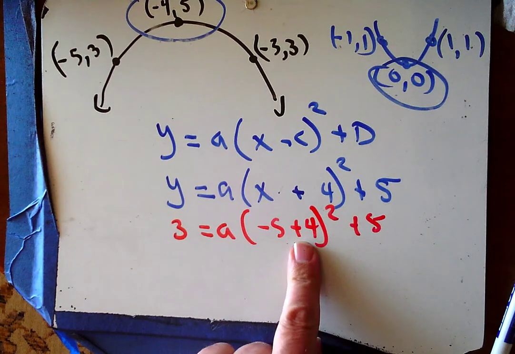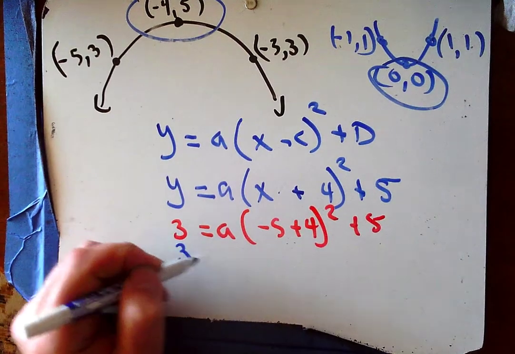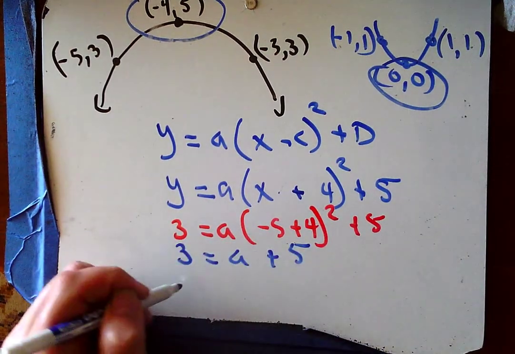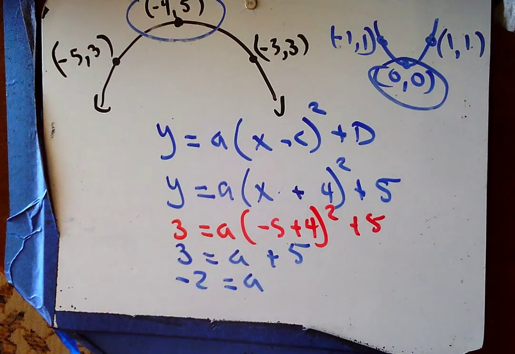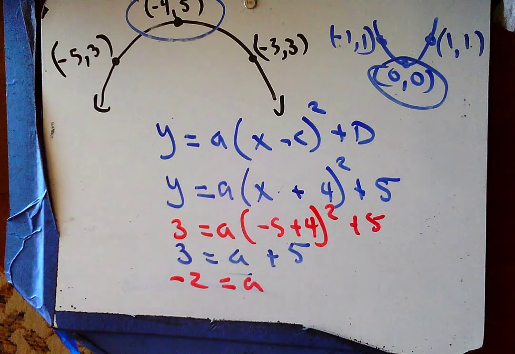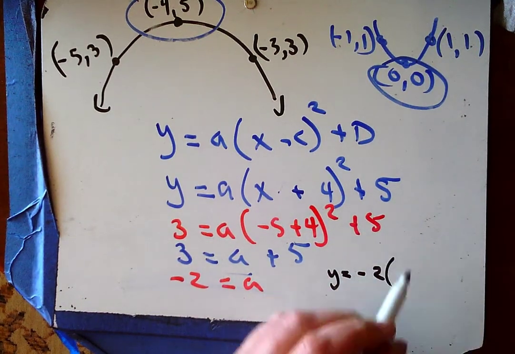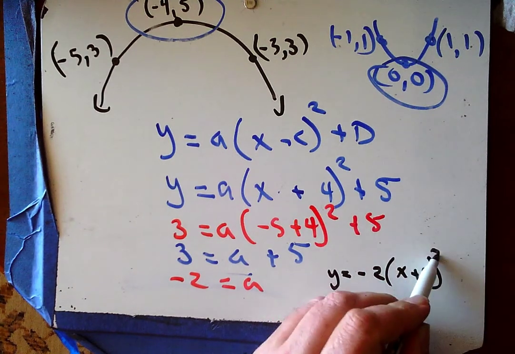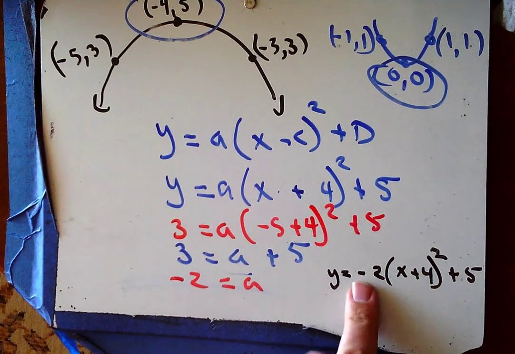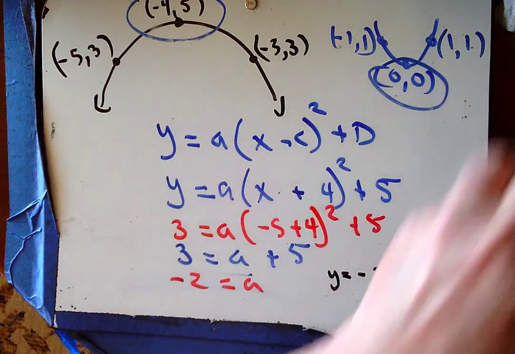Negative 5 plus 4 is negative 1. Negative 1 squared is 1. 1 times a is a. So I have 3 minus 5, or negative 2, equals a. Negative 2 equals a. So now I can write my equation for this downturned parabola: y equals negative 2, x plus 4, squared, plus 5. That negative is really important because that's what gives me the downturned parabola. Okay, let's see if you can do this one on your own.